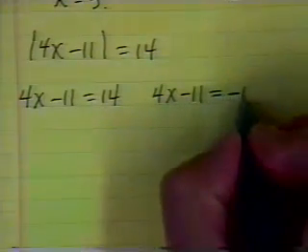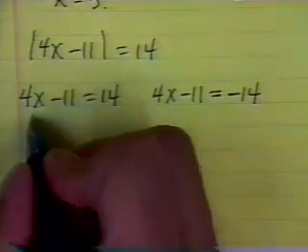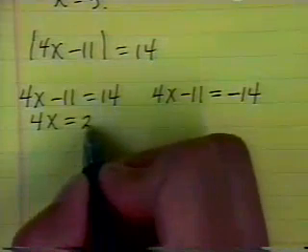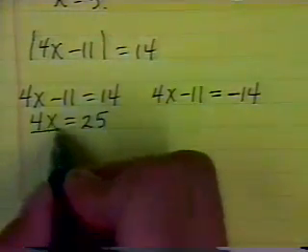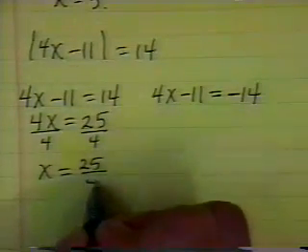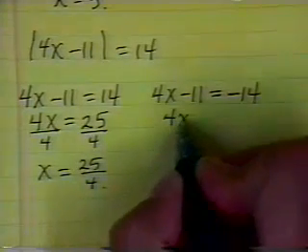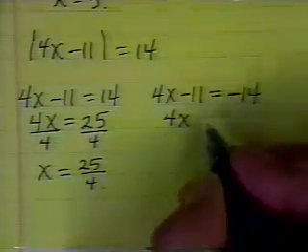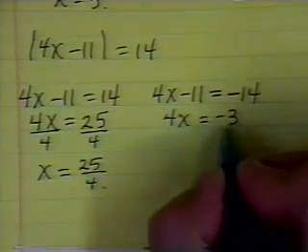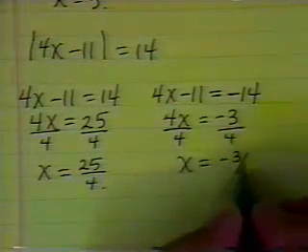-1 times 14 is -14. And we get to solve. Isolate the x's, that's going to give me 4x equals 25. And after dividing both sides by 4, we get x is equal to 25/4. To do my second case, we're going to move the 11 over again, and this time it's going to give me 4x equals -3. After dividing both sides by 4, we're going to get an x of -3/4.